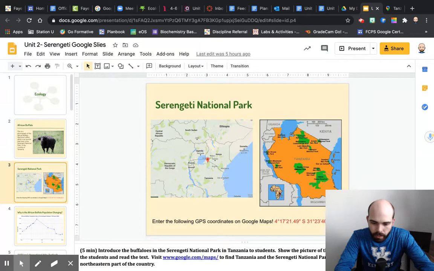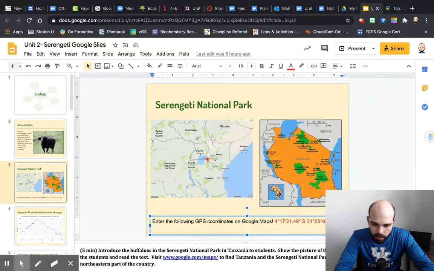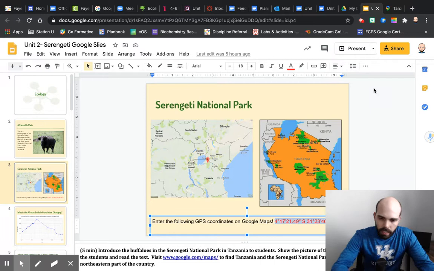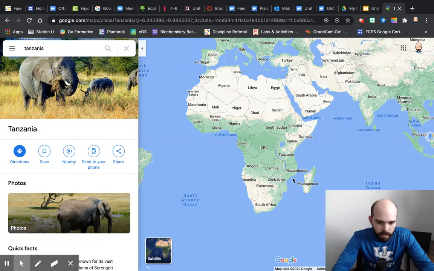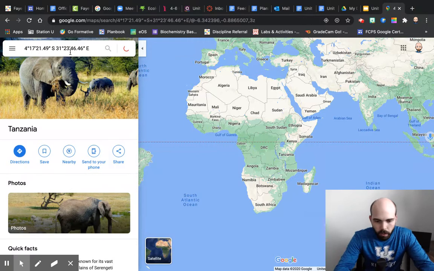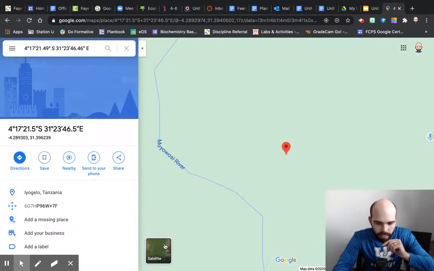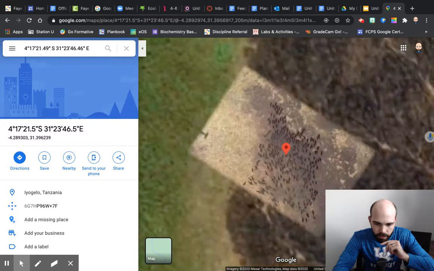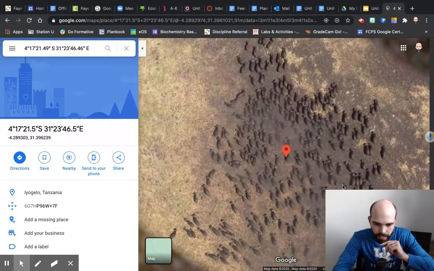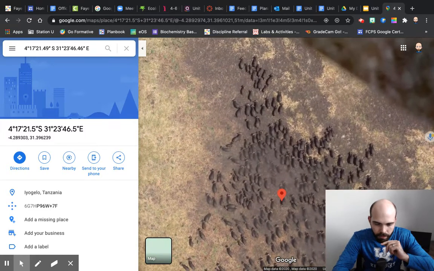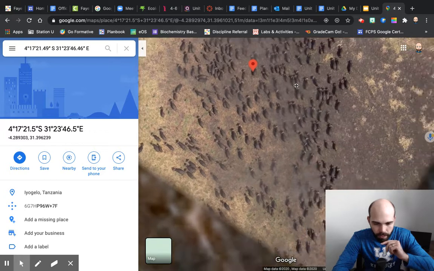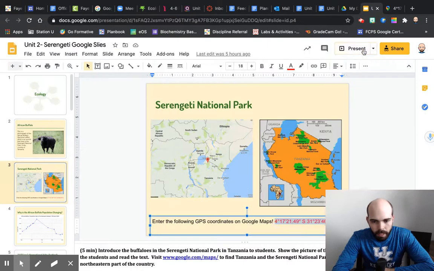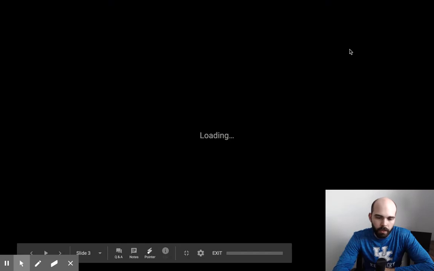So we want to copy these coordinates. And there, as I mentioned, is Tanzania. So if I paste those coordinates in and I click on the view here where you can zoom in closer, you'll actually see this is a herd of the African buffalo that we've gotten through satellite imagery. It's really neat. Now, here's the problem that you are going to help solve in this unit.